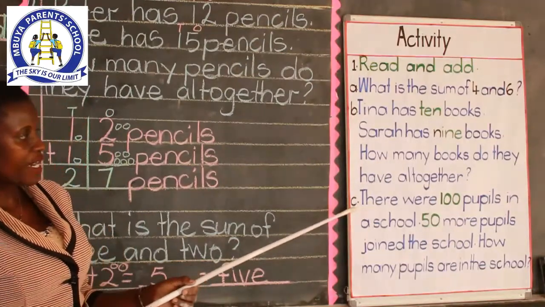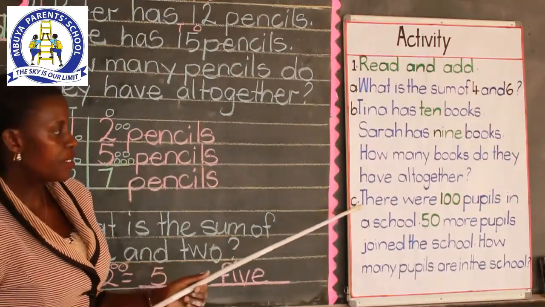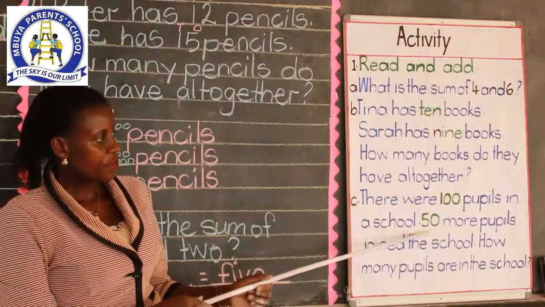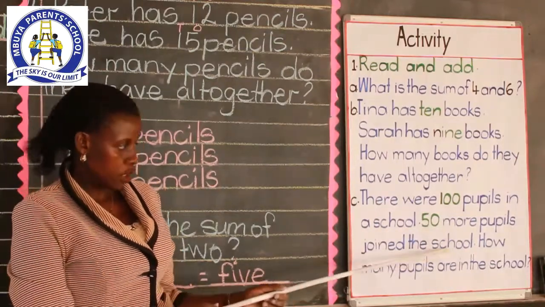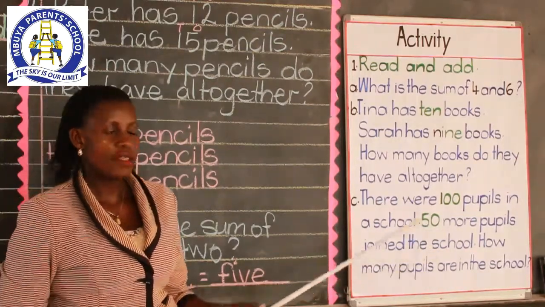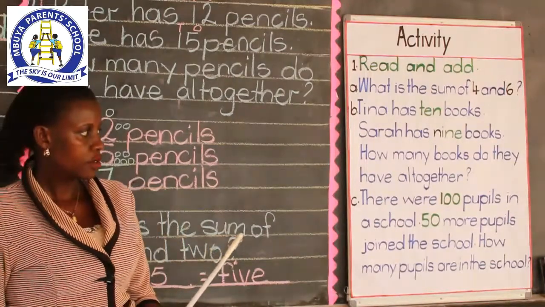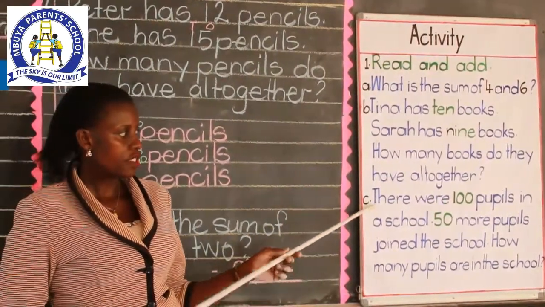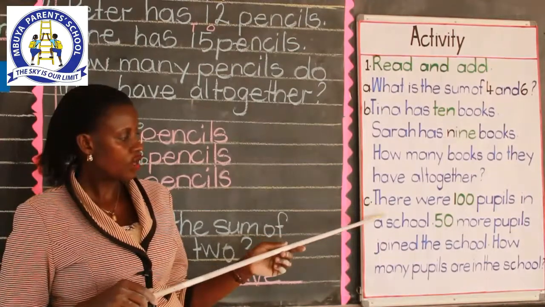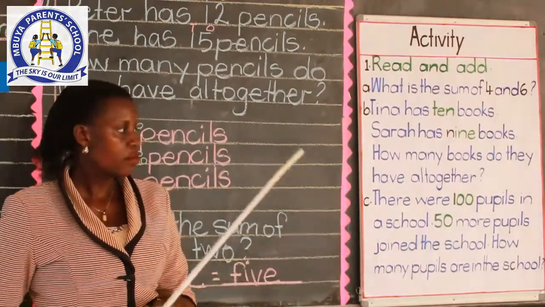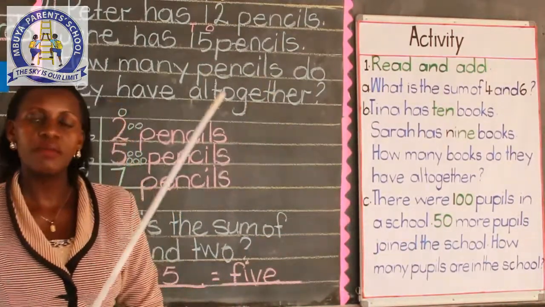Okay, let's go to part C. There were 100 pupils in a school. 50 more pupils joined the school. How many pupils are in the school? It is very important to first indicate the place value so that you arrange the figures in the right positions or the right order of the place value.